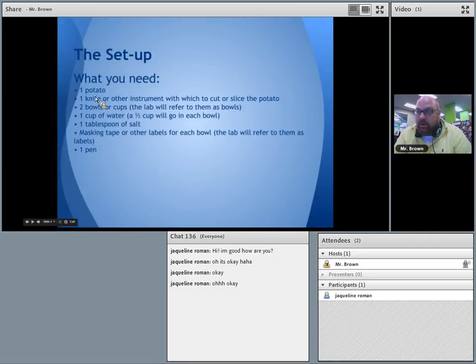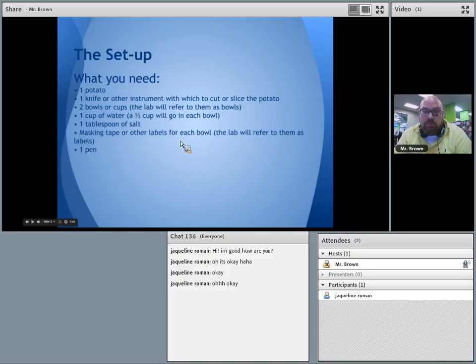So you're going to need a potato, a knife, 2 bowls or cups. Okay. A total of a cup of water, half a cup in each bowl, and a tablespoon of salt. I said it was a teaspoon, it's actually a tablespoon. Just so you guys know, a tablespoon's not metric. That's an English system of measurement. If you only have a teaspoon, 3 teaspoons is a tablespoon. So if you don't have a tablespoon at home, just put in 3 teaspoons. It's the same thing.